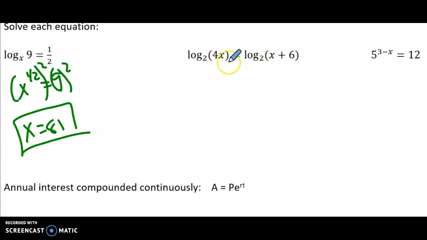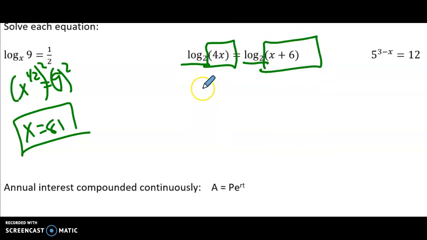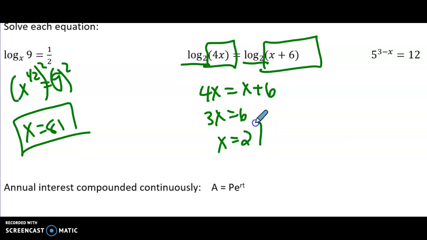Okay? Here, I have a log on both sides. When I have the log on both sides, the only way these are going to be equal is if 4x equals x plus 6. I love when I have a log on both sides because I basically can just drop them. Subtract x, we get 3x equals 6. Divide by 3, x will equal 2. So log base 2 of, let's see, 4 times 2, 8. Log base 2 of 8, does that equal log base 2 of 8? Yeah, I think so.